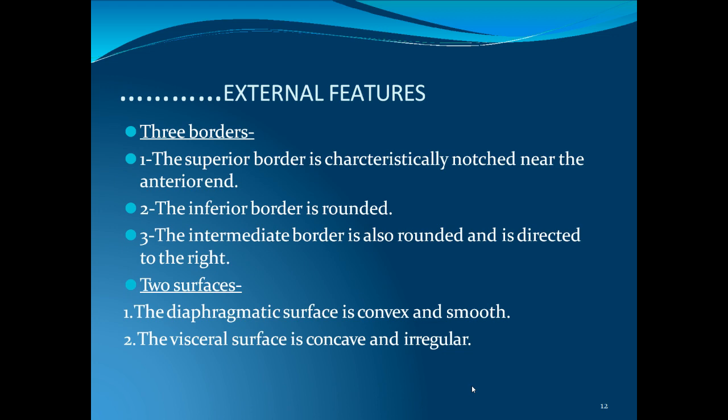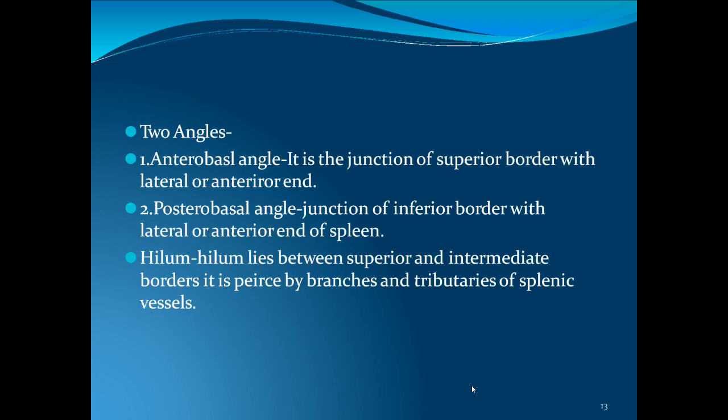The borders are: the superior border is characteristically notched near the anterior end. The inferior border is rounded. The intermediate border is also rounded and directed to the right. And two surfaces: the diaphragmatic surface is convex and smooth, and the visceral surface is concave and irregular.